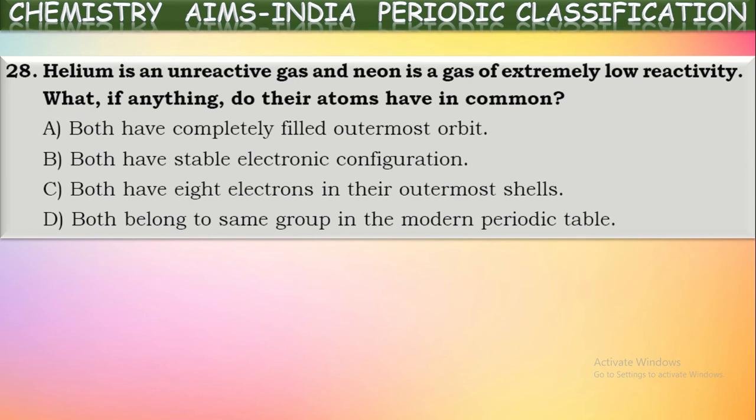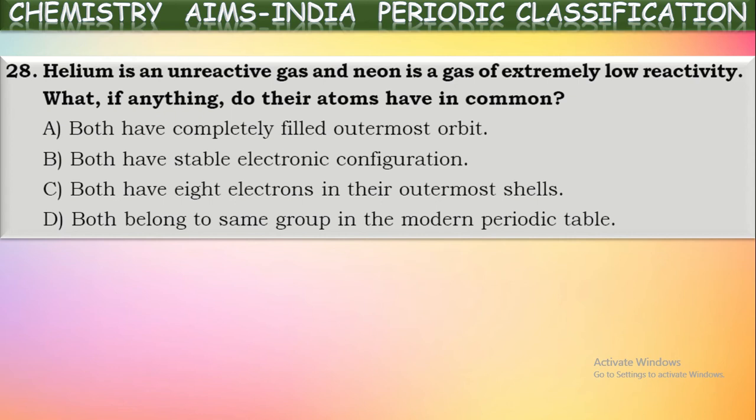Helium is an unreactive gas and neon is a gas of extremely low reactivity. What, if anything, do their atoms have in common? Are they having any common property? Because helium and neon both are least reactive. Helium is unreactive, and neon is also almost completely unreactive, with very low reactivity. So for them to be less reactive, what property is in common between them?